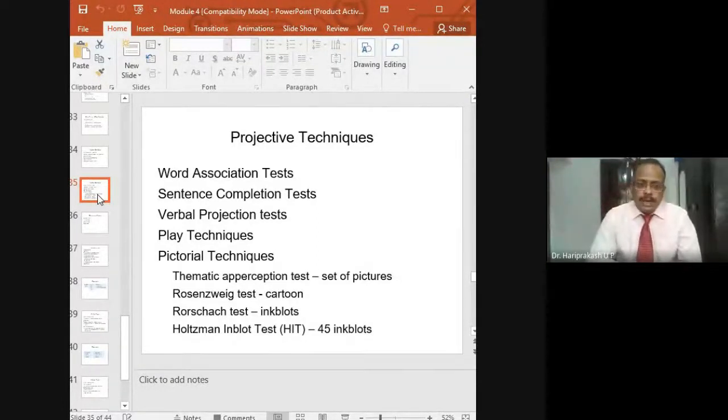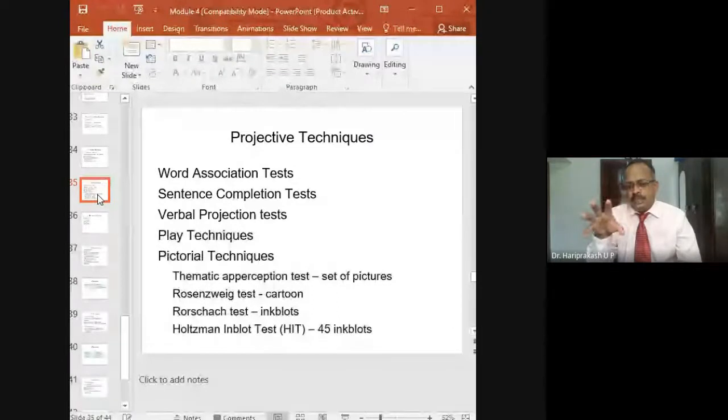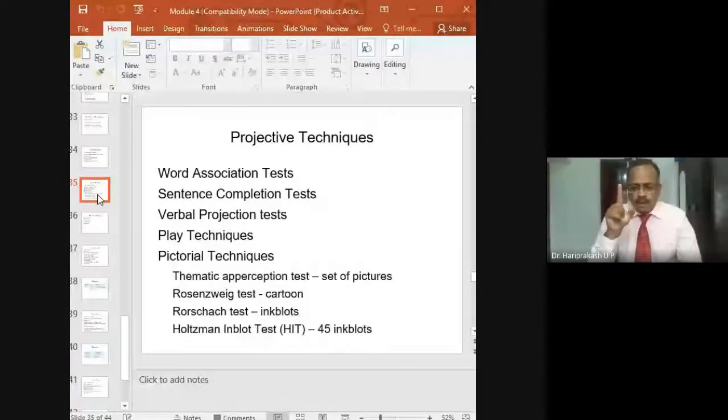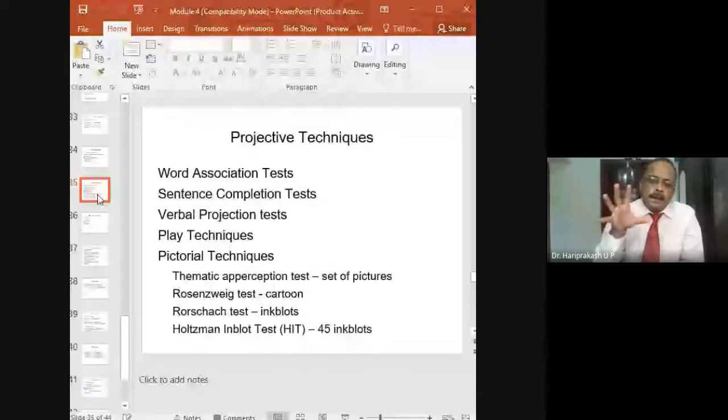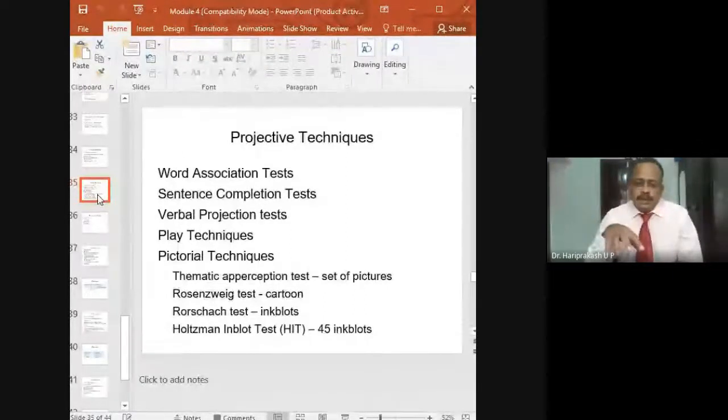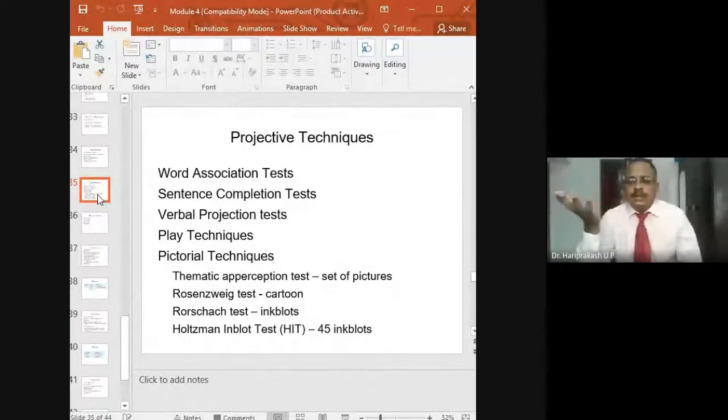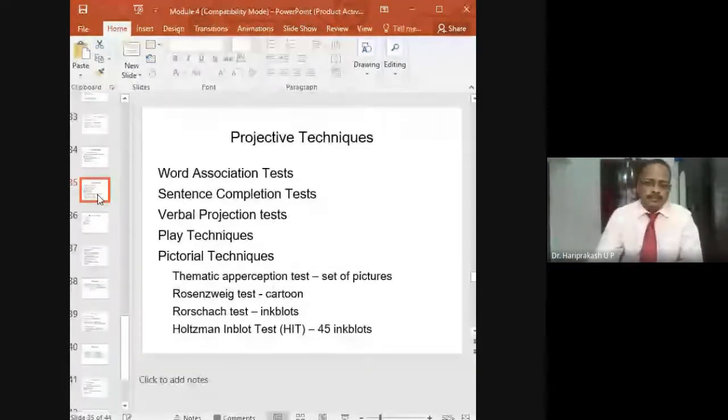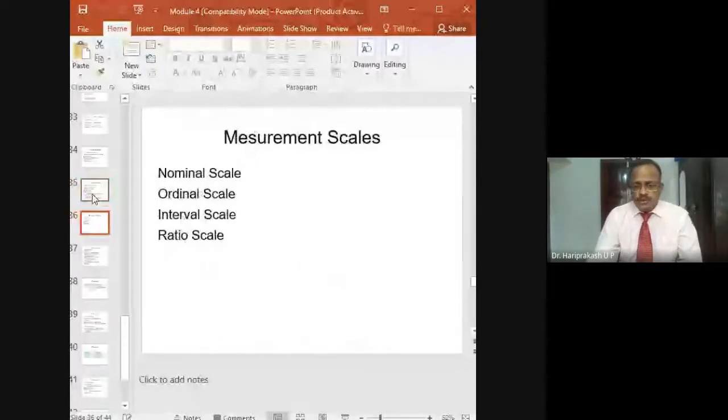Holtzman ink blot test, another type of ink blot test where 45 different ink blots are shown. In the first one I said one sheet of paper with some ink; here, 45 different ink blots are shown. Okay, and they are asked to tell their opinion about it, what they see in those ink blots. So through that, they will try to analyze the individual's personality. So like that, there are different types of projective techniques. So that is about projective techniques.